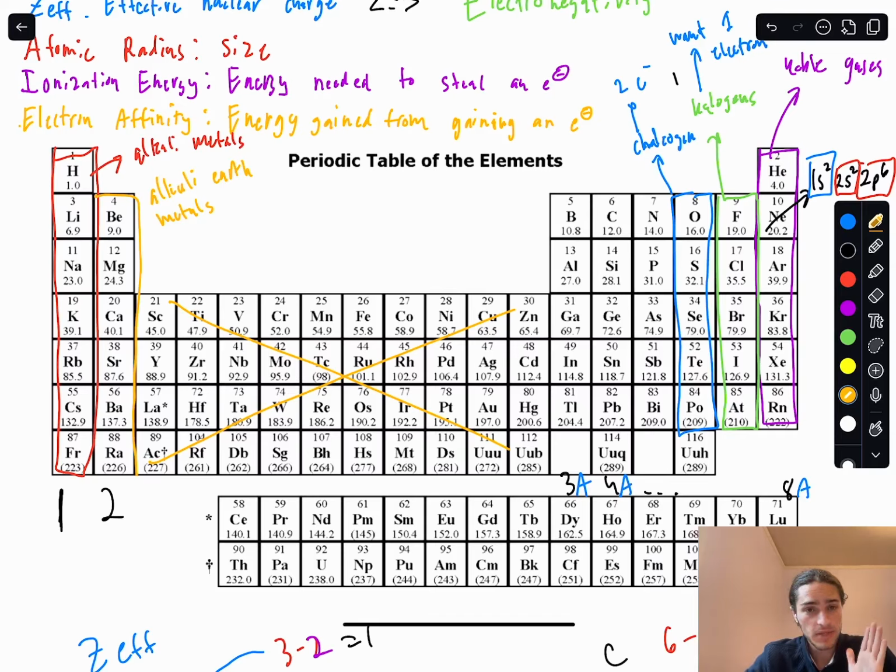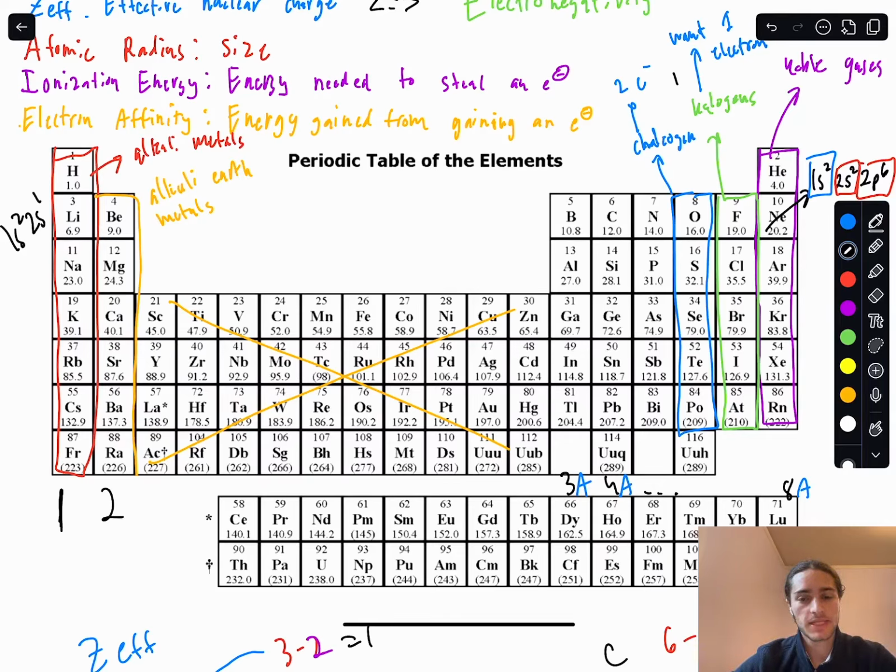Anyway, the alkali metals actually want to do the opposite. If lithium, for example, which has electron configuration 1s2, 2s1, somehow lost or gave away its 2s1 electron, it would be the same thing as helium. It would have the same electron configuration as a noble gas. So the alkali metals really, really want to give away one electron, and the alkali earth metals want to give away two.